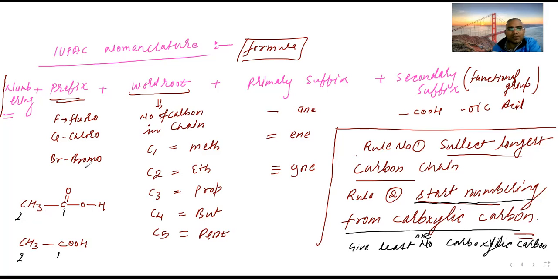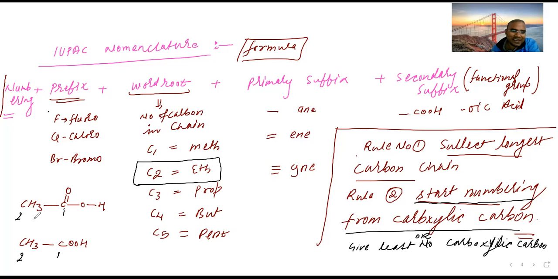Now tell me, Noor, here this type of groups, F, Cl, Br, are not there. So we have to start from the word root. How many carbons are there? 2 carbons. For 2 carbons, what do we need to write? Total carbon is 2, so we write eth. Ethanoic acid.